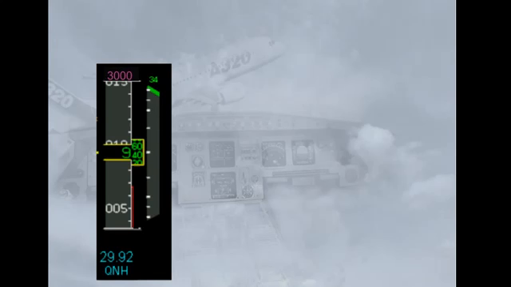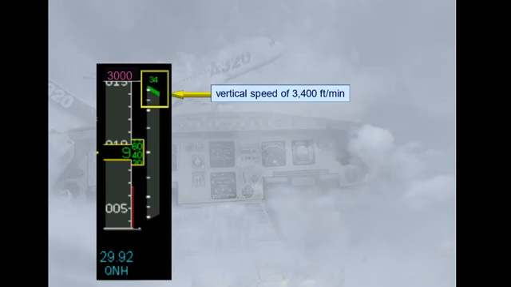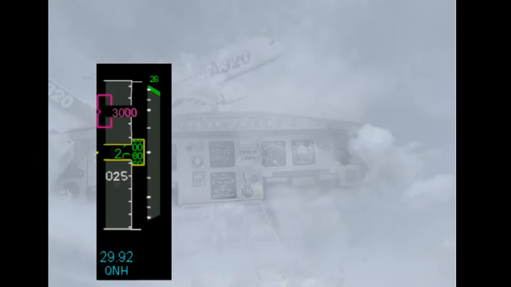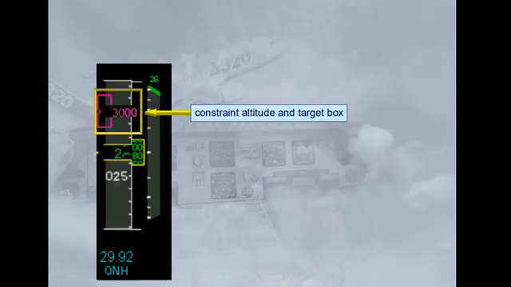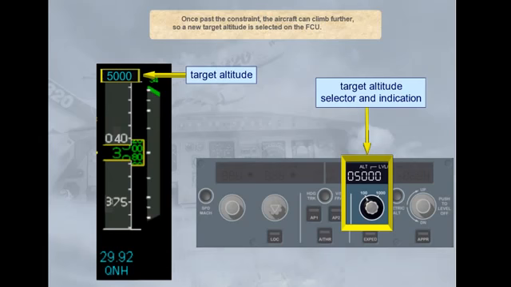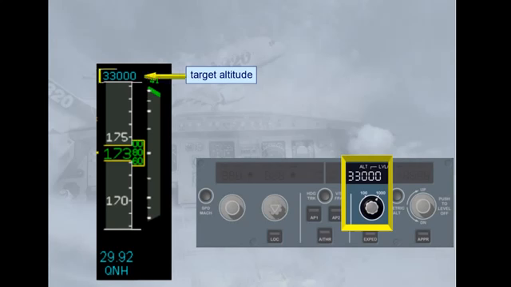In this example, the aircraft has just got airborne. Notice that the vertical speed indication is showing a climb of 3,400 feet per minute. As the constraint altitude is approached, it appears on the scale with a target box. Once past the constraint, the aircraft can climb further, so a new target altitude is selected on the FCU. The aircraft has now been cleared to flight level 330, so the new target altitude has been set.